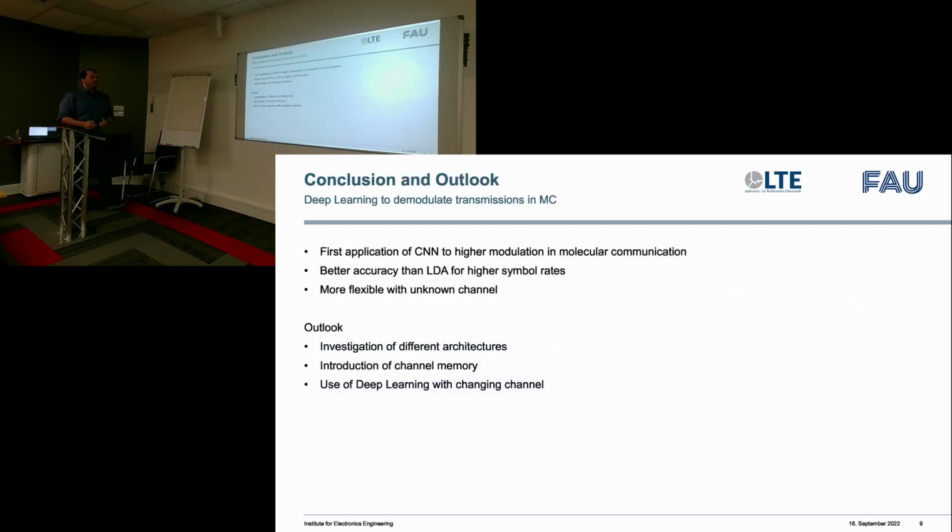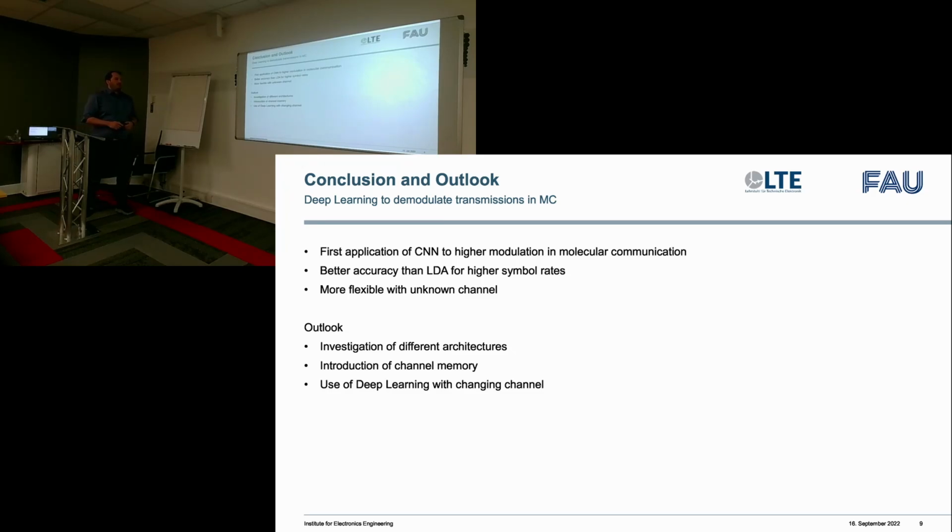In conclusion, it's the first application of deep learning to some form of high modulation in molecular communication. It works. We have a better accuracy than a conventional approach. And that's the major factor for me. It's much more flexible with an unknown channel. So I don't actually need an analytical model of my channel or feature extraction. I can get an acceptable demodulation without knowing hardly anything about my channel.